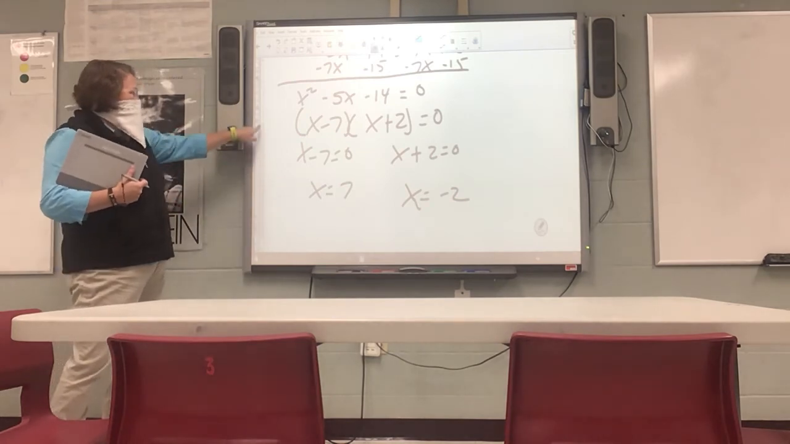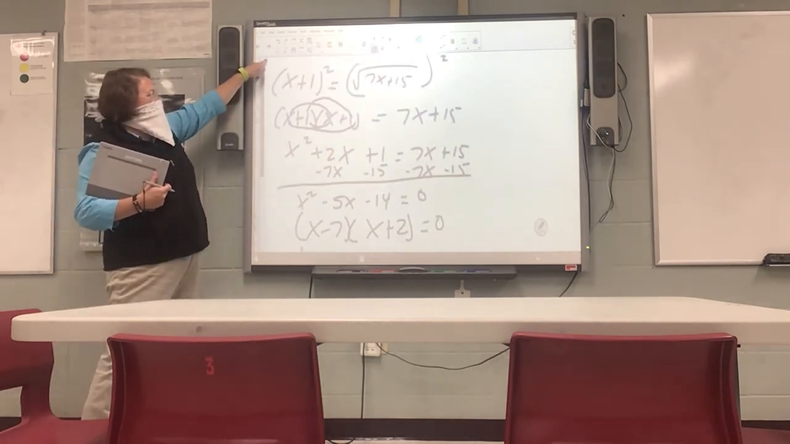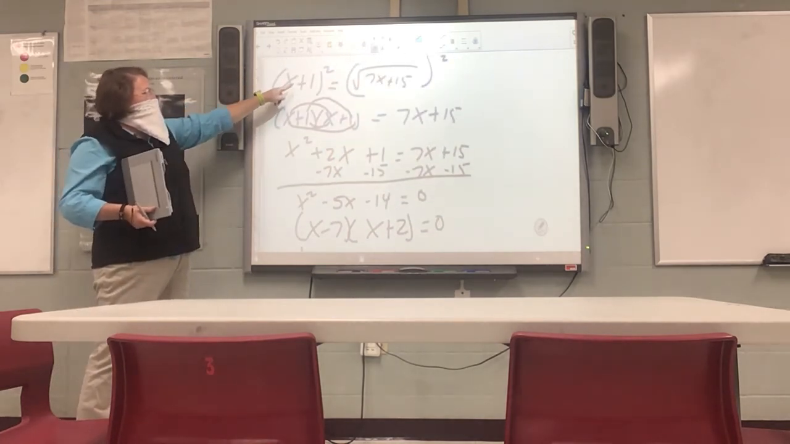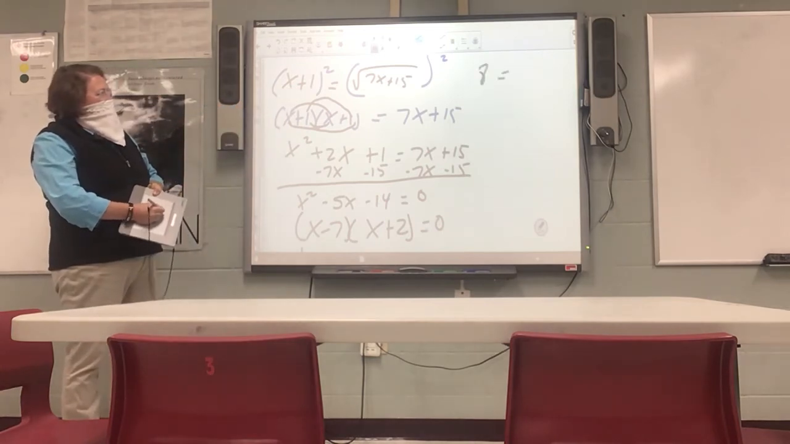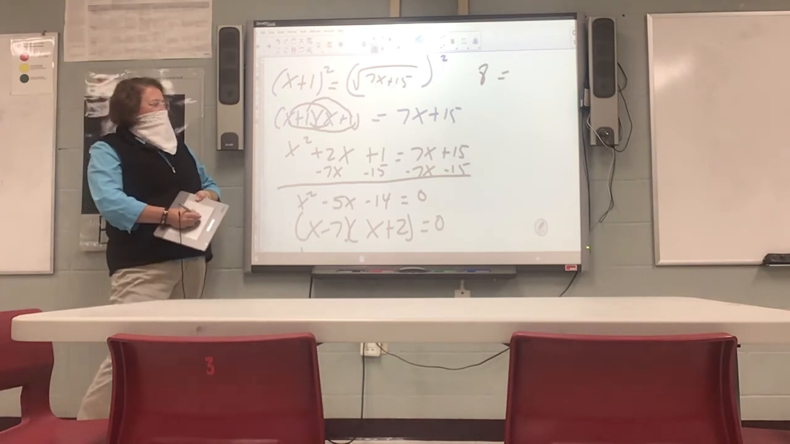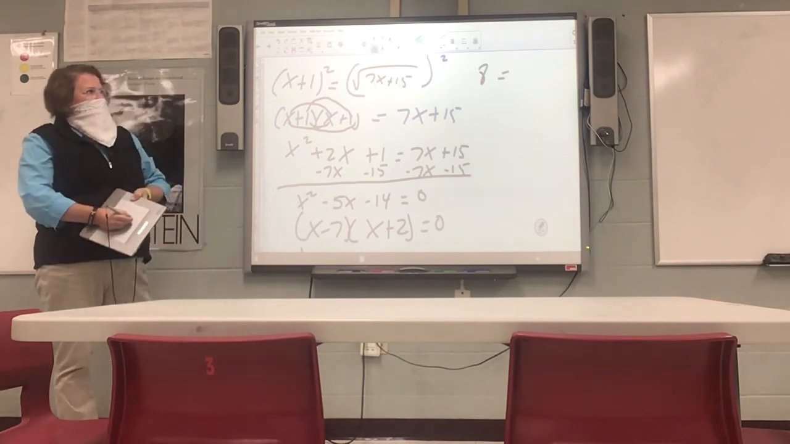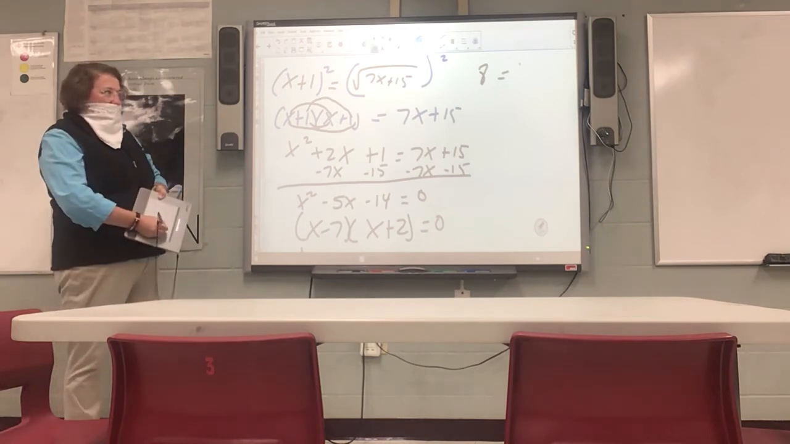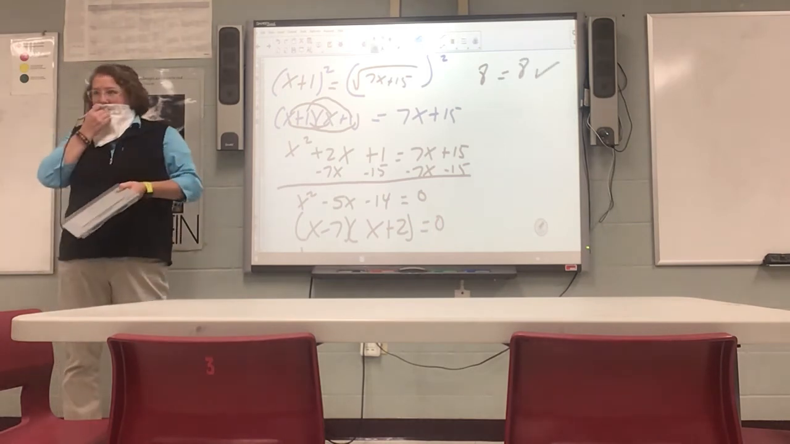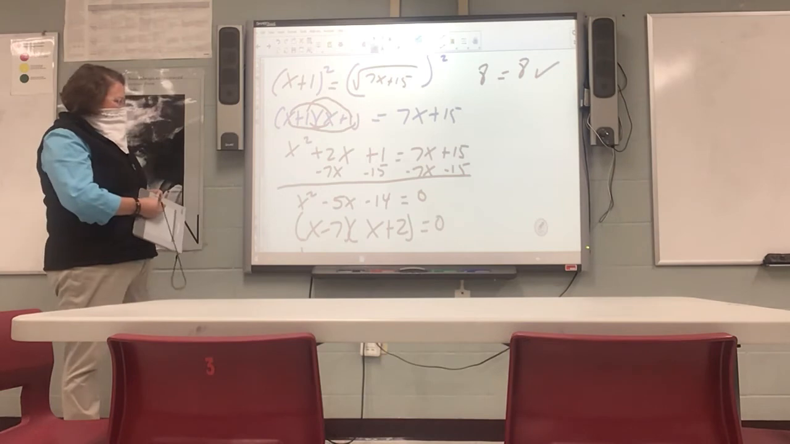So let's take the 7 back to the original problem and plug it in. 7 plus 1 is 8. 7 times 7 is 49. 49 plus 15 is 64. Square root of 64 is 8. So 8 does equal 8. Okay, what was our other one? Negative 2.